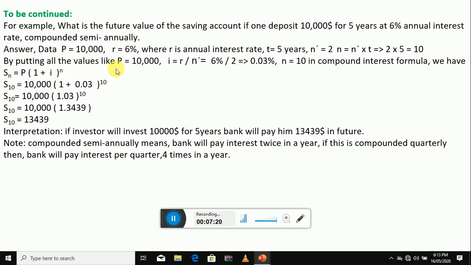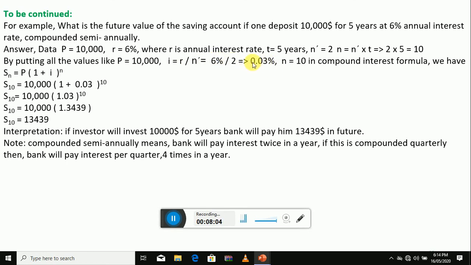We will put all these values: principal investment $10,000. We will change this annual interest rate 6% to interest rate per compounding period i. This is annual, but the bank pays interest semi-annually, shashmai. That is why we will change annual interest rate to 6-month interest rate. How will we change this? i is equal to annual interest rate R divided by the number of compounding periods per year. Means salana interest is 6%, but the bank pays interest twice in a year. So 6 divided by 2 is equal to 3%.